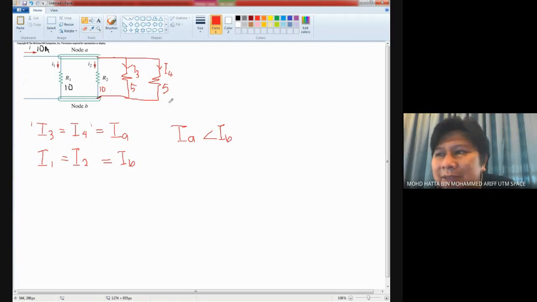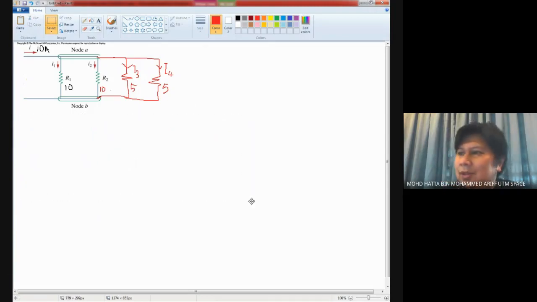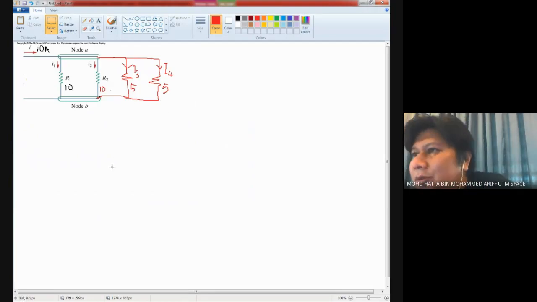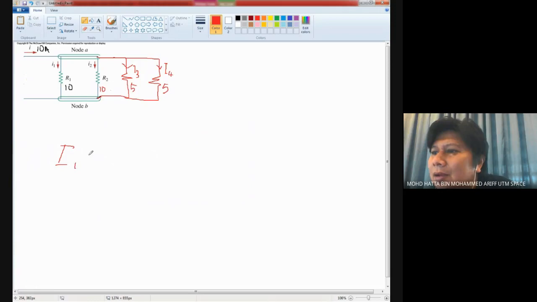This is because of the values of resistance again. This is what I'm predicting for this, however I'm not going to get into details on that. I try to apply what I've learned earlier about current division, which says that if I try to find I1, I must use R2 divided by R1 plus R2 times I, right?